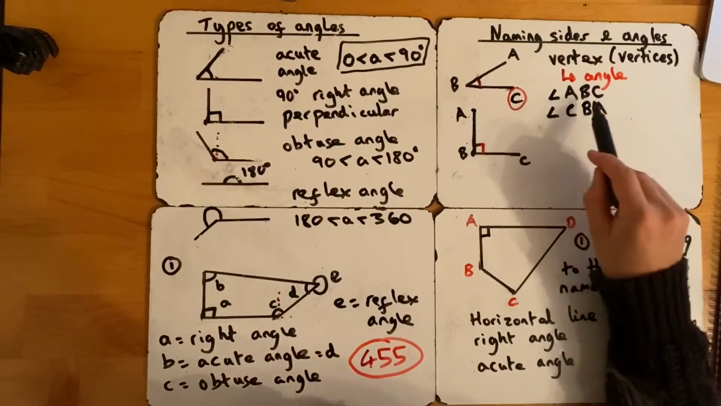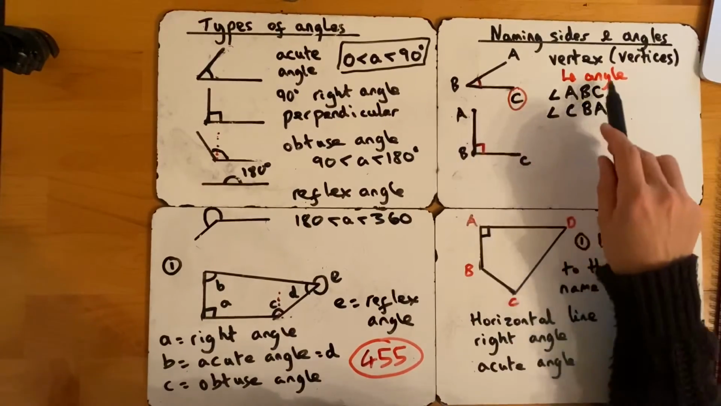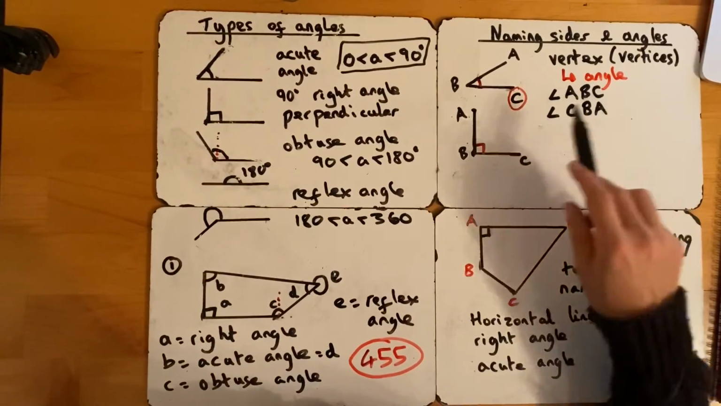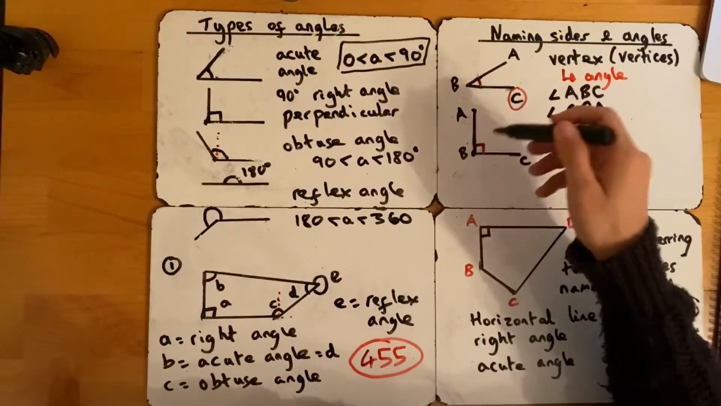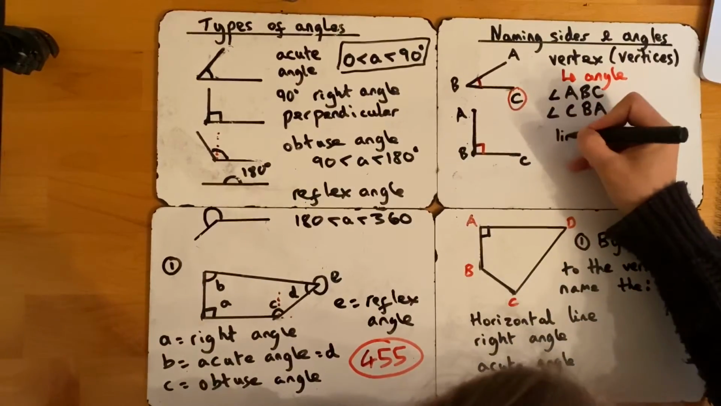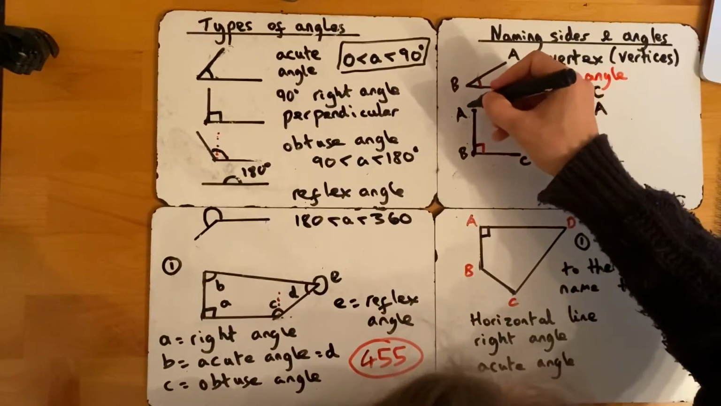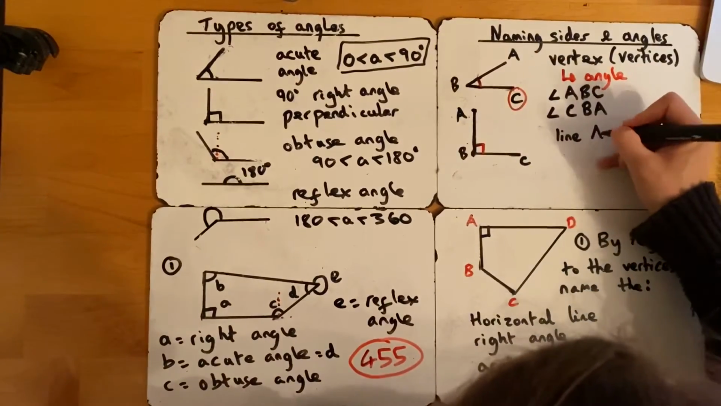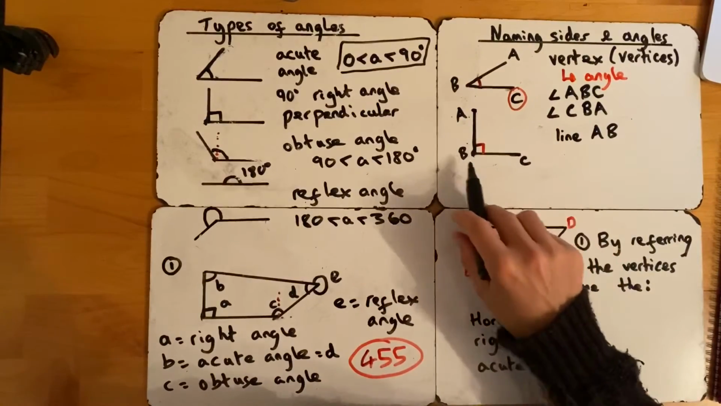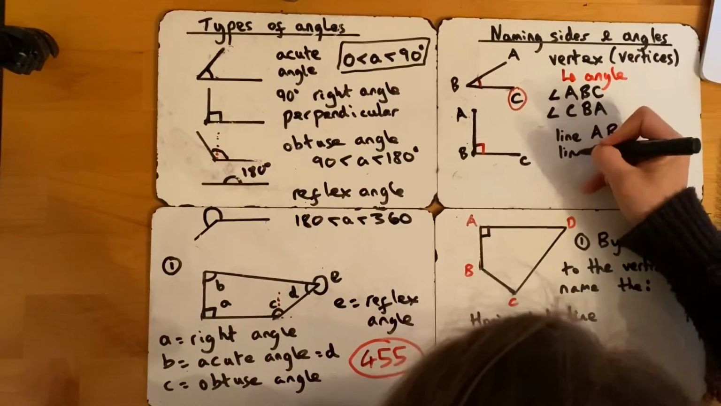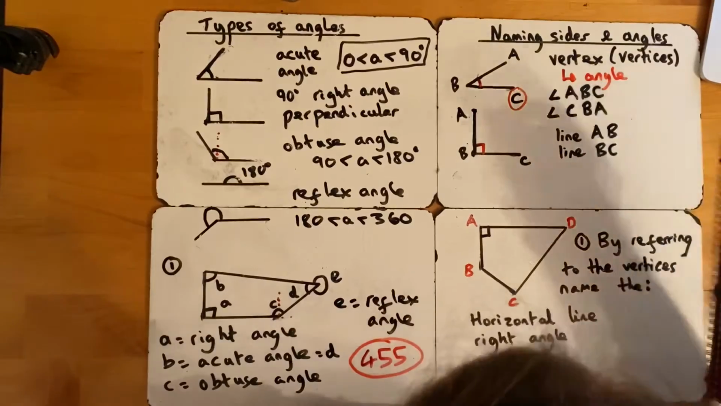Okay, so you've learned how you label the angles, and this is really important to learn. And now you also have to know how to label the lines. So this vertical line is known as line AB. It goes from A to B, so you just write it as AB. And this horizontal line goes from B to C. So this is known as line BC.